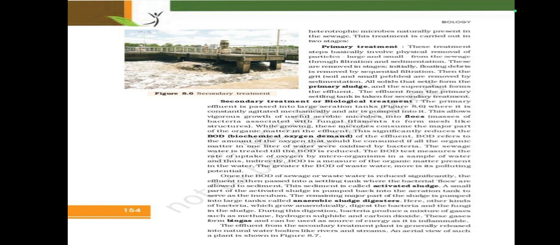Primary treatment. This treatment steps basically involve physical removal of particles, large and small, from the sewage through filtration and sedimentation. These are removed in stages. Initially, floating debris is removed by sequential filtration, then the grit, the soil and small pebbles are removed by sedimentation. All solids that settle form the primary sludge.